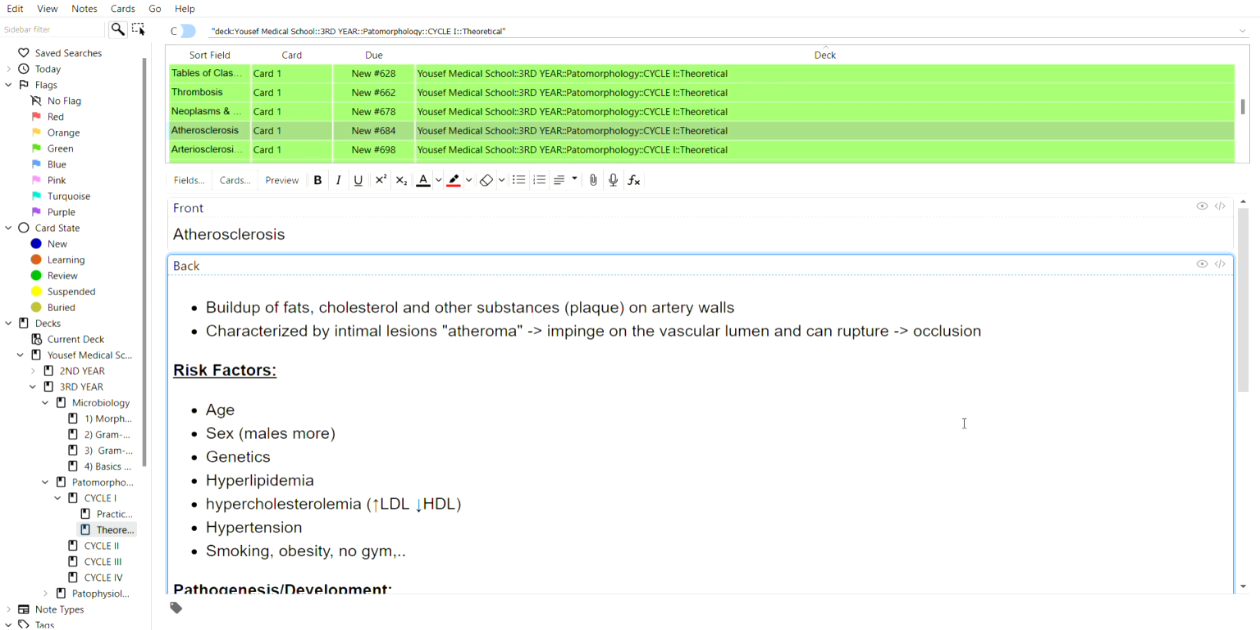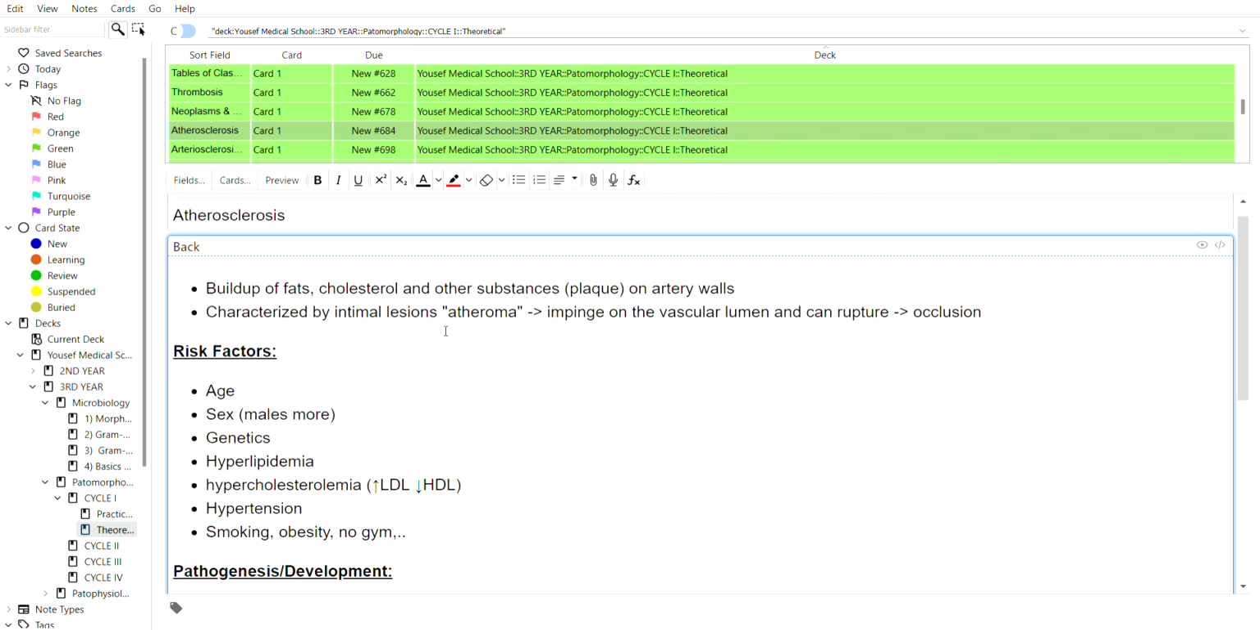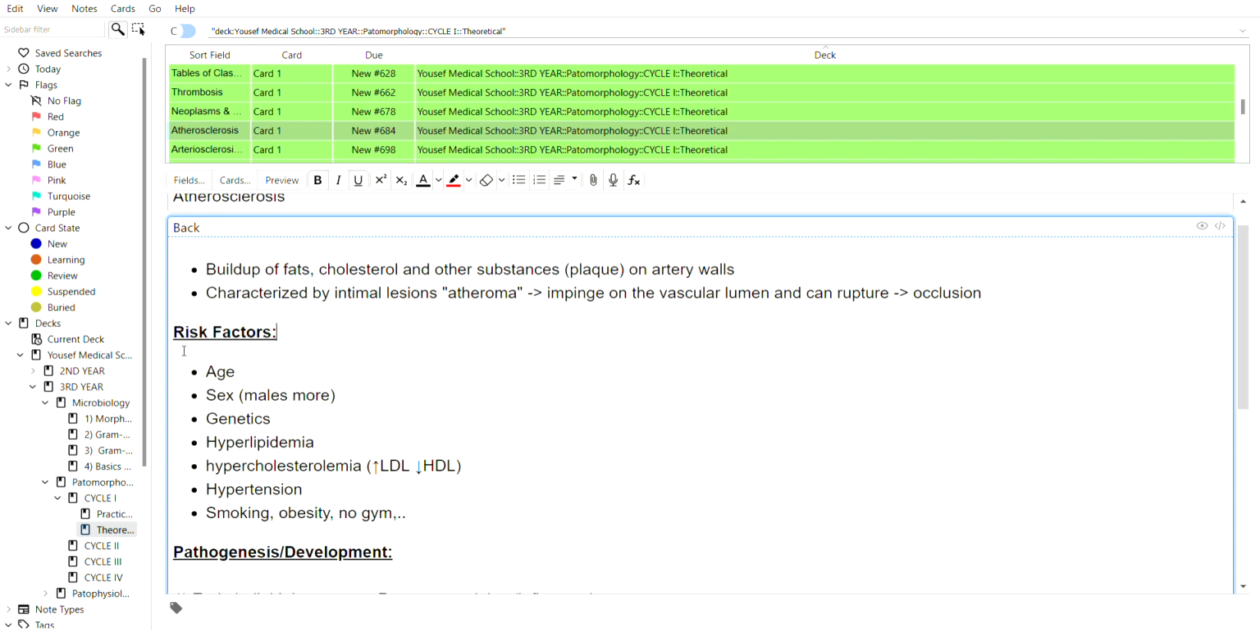Atherosclerosis is a buildup of fats, cholesterol and other substances, which we call plaque, on the artery walls. They are characterized by intimal lesions, which we call atheroma, where they will impinge on the vascular lumen and can also rupture, which will lead to an occlusion.